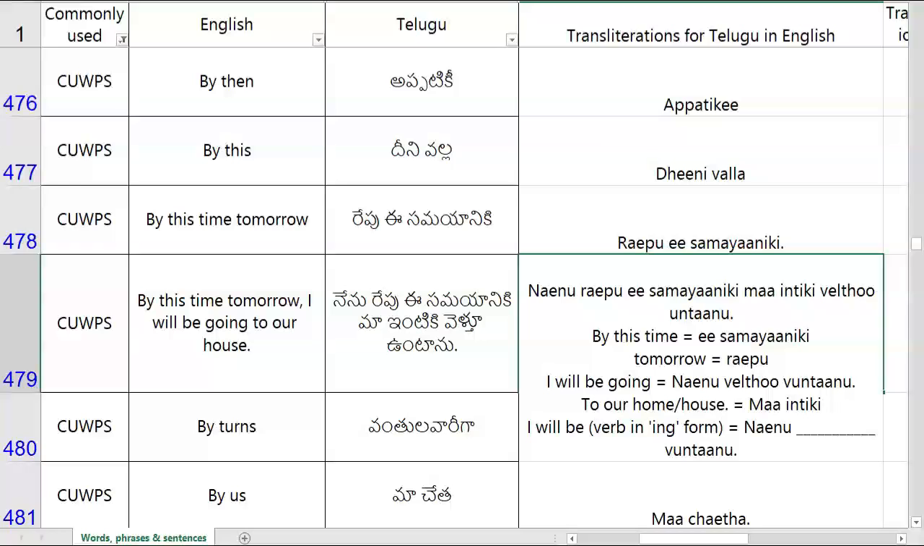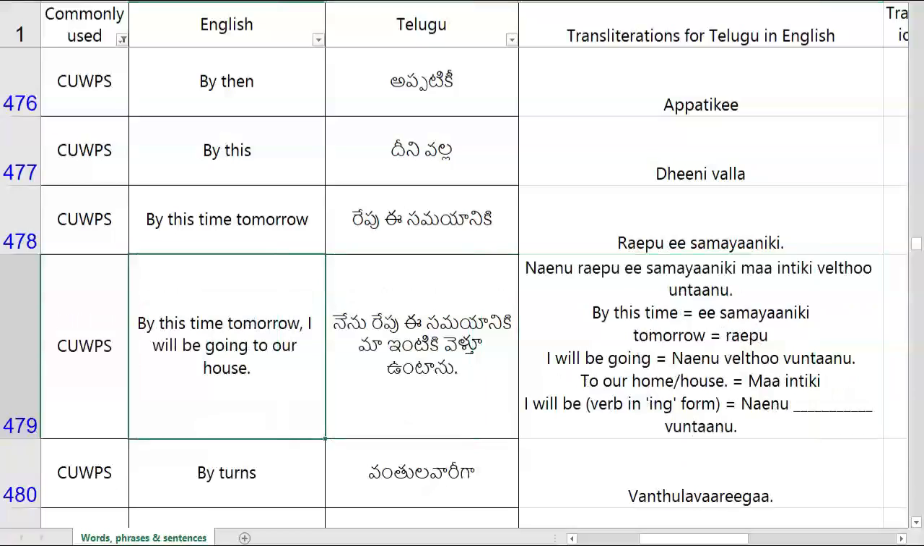So before this phrase you can add a phrase like this. By this time tomorrow I will be reading. నేను రేపు ఈ సమయానికి చదువుతూ ఉంటాను. By this time tomorrow I will be writing. రేపు ఈ సమయానికి నేను వ్రాస్తూ ఉంటాను. Like that you can make many sentences using these two phrase structures.